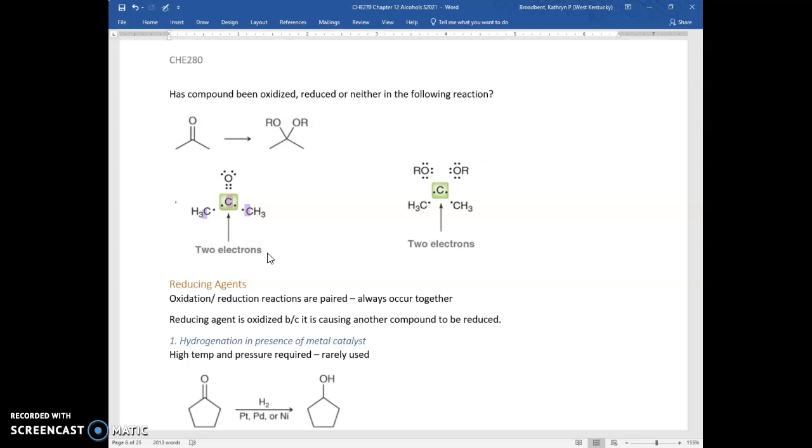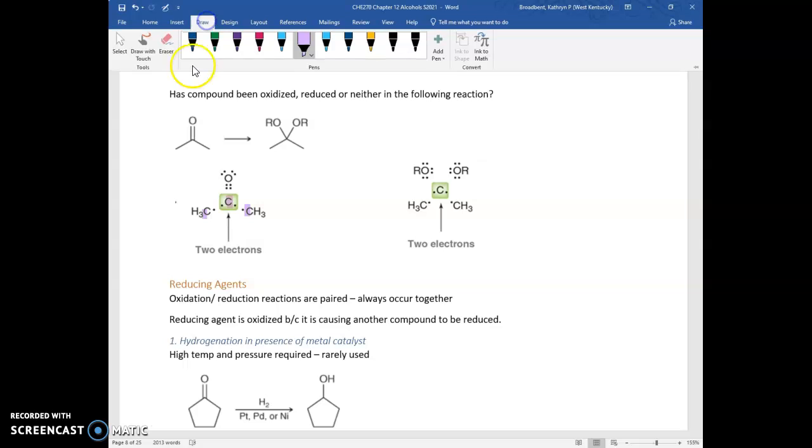If we look at the product, we see that, again, the oxygens have taken all of the electrons that are between the oxygen and the carbon, and the electrons between the carbon-carbon bonds are split. So again, we have 2 electrons, so neither is the answer here.